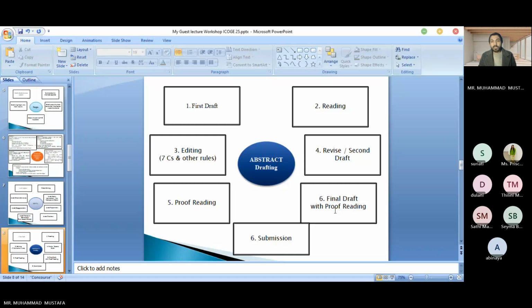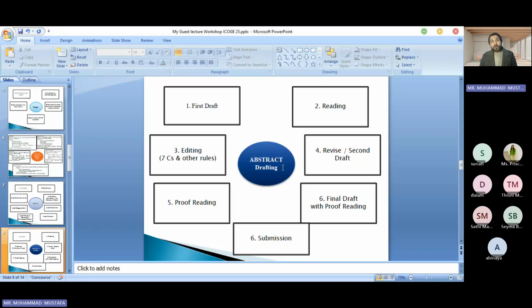Now after satisfaction with the final draft, one may submit his abstract where he is going to submit, like for a journal or somewhere. So drafting is very important. So first draft, reading, editing, revise, meaning second draft, and proofreading, and your final draft, again proofreading.